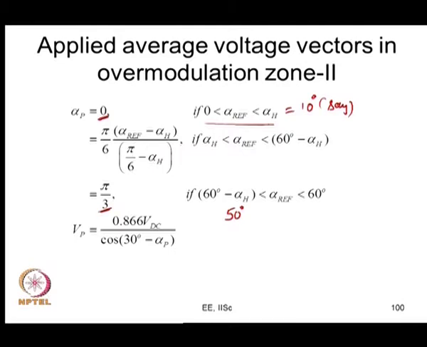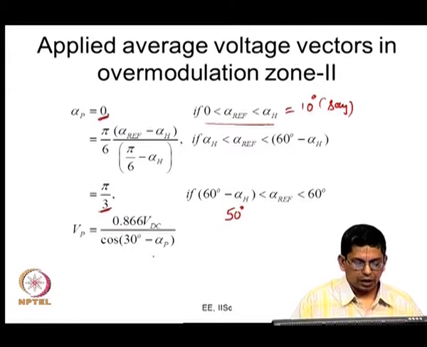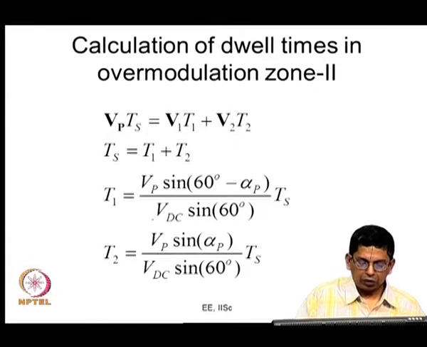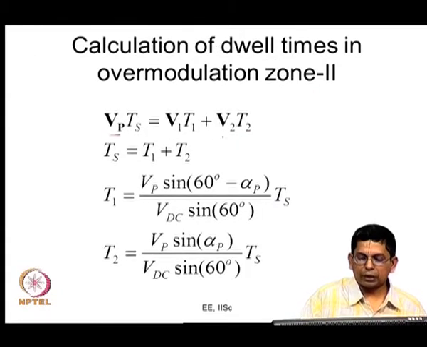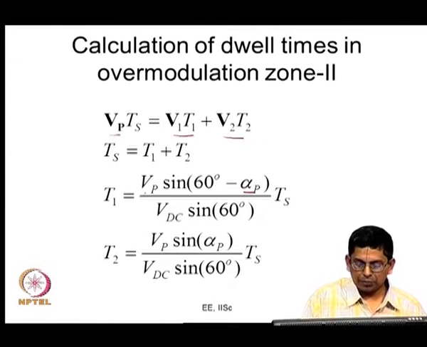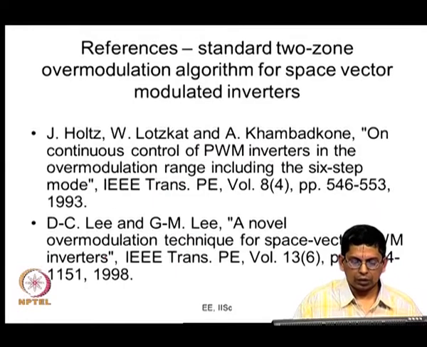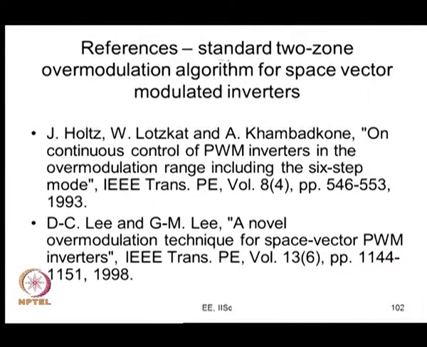This is what is called the standard 2 zone algorithm. This is what is most widely used in space vector based PWM methods, and it is very popular. Here, once again, you make use of this Vp to calculate. Now, the null vector is not applied, therefore you are using only V1 and V2, and so you are using your alpha p and Vp to calculate your T1 and T2. You can find this standard 2 zone algorithm for space vector inverters in the paper by Holtz, Lotzkat and Khambadkone, and again in this other paper written by D. C. Lee and G. M. Lee.